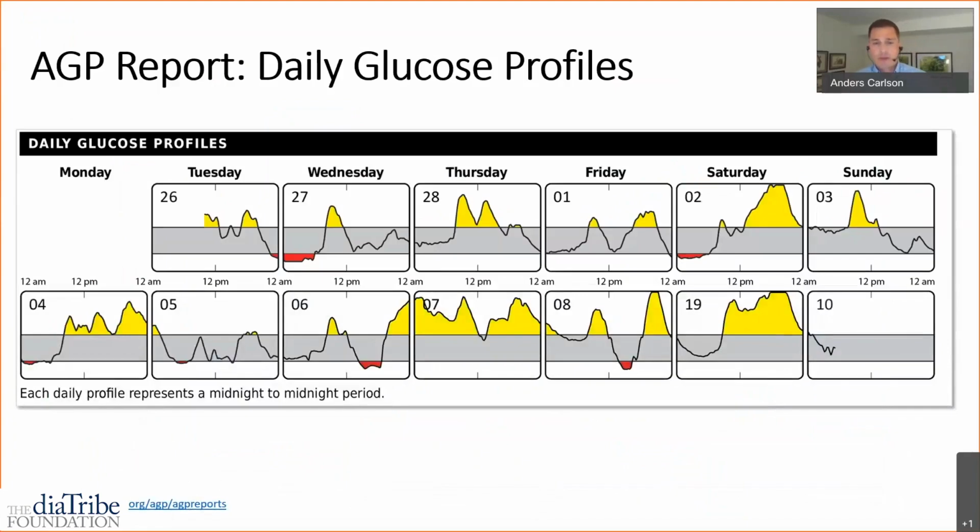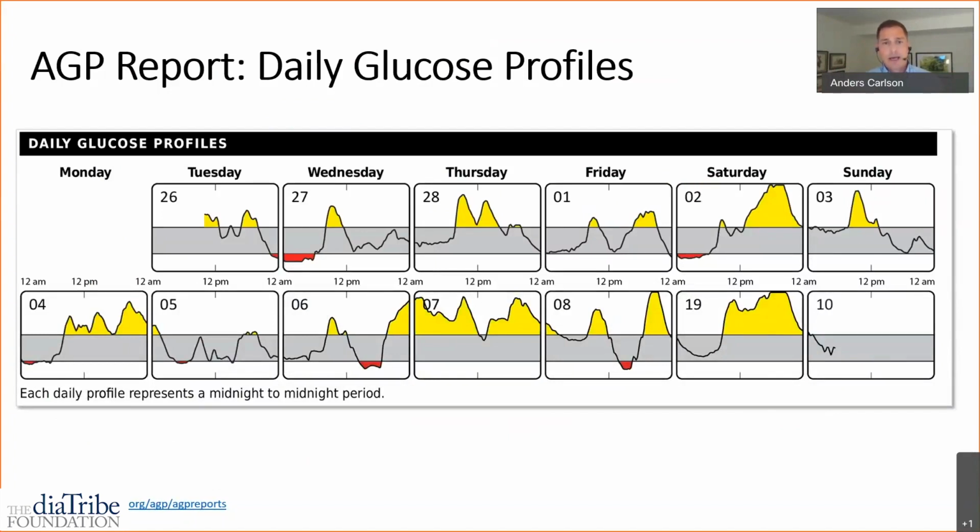Now, below that, the third panel on the AGP report are the daily glucose profiles. And so this is spelling out each of the CGM days, one next to another, and lets you see how one day sort of flows into the next day and also see patterns that maybe aren't clear from the AGP itself. So for instance, work schedule, weekends, days of increased physical activity or sports.